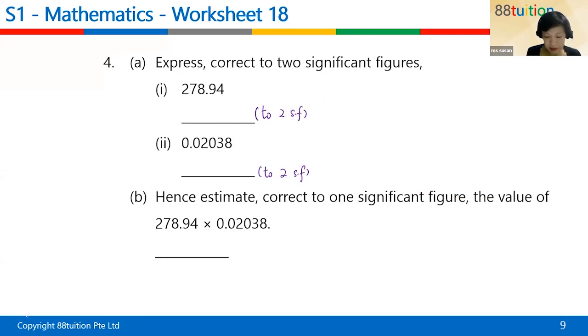Okay, right. Express correct to two significant figures, 278.94. Okay, I'm looking at 4A1. Let's check where is the 4A1. Okay, give me some minutes. Two significant. So they wanted only two.